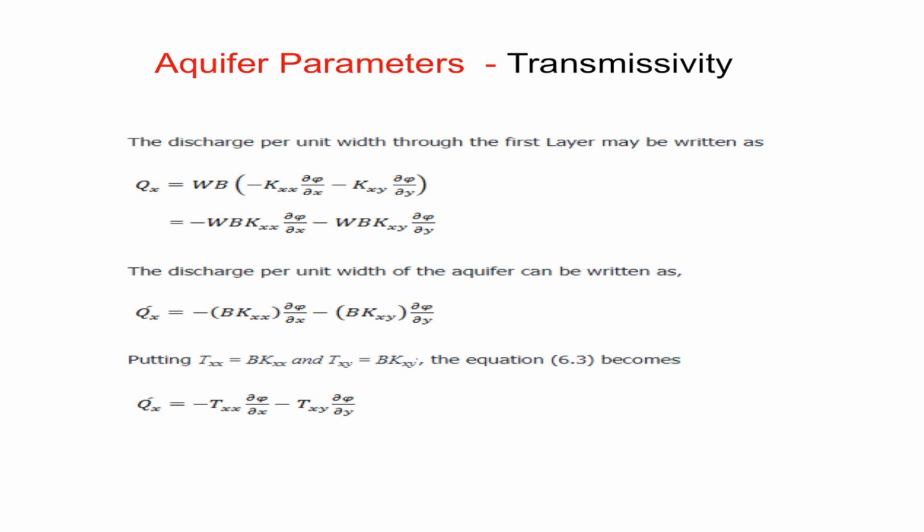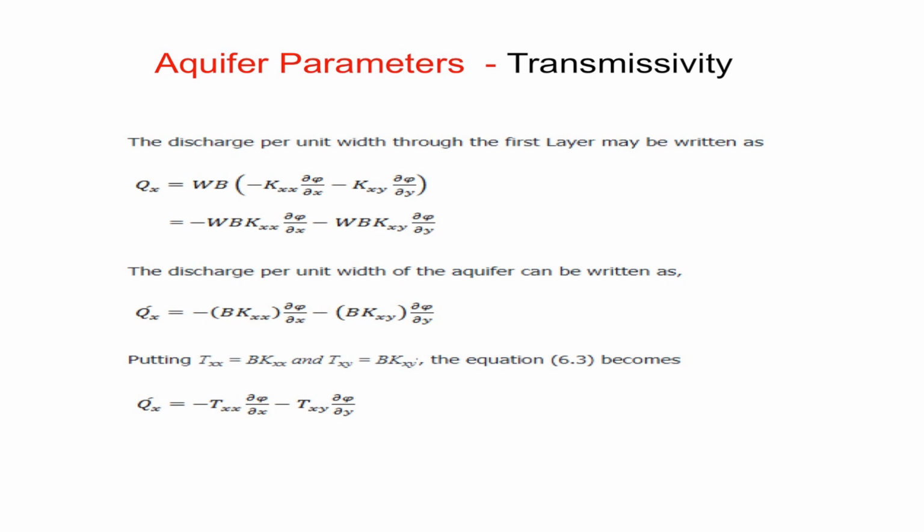While we are talking about transmissibility, it is the rate of flow per unit hydraulic gradient per unit width of the aquifer. So here the width of the aquifer B equals 1. So we can rewrite Qx equal to minus B Kxx into dou phi by dou x minus B Kxy into dou phi by dou y. Dou phi by dou x and dou phi by dou y are known as the hydraulic gradient components in the xx direction and xy direction. So generally B into K is referred to as transmissibility.